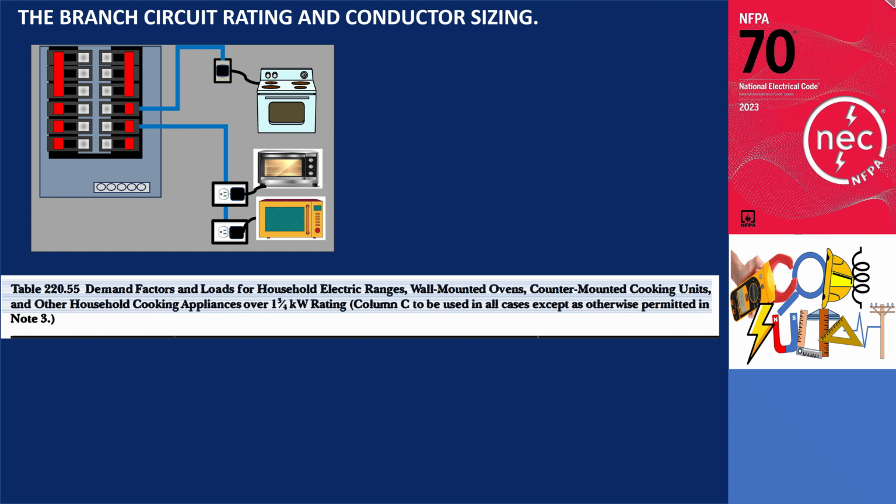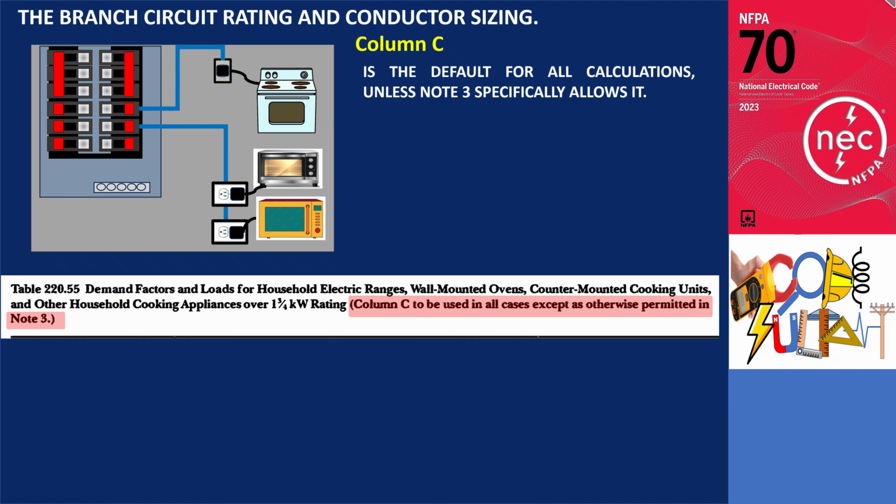Now let's simmer on that last line for a moment. Column C to be used in all cases except as otherwise permitted in Note 3. That's not just a little note in parentheses, it's a key detail. It tells us that column C is the default for all calculations, unless Note 3 specifically allows us to season the recipe differently. This single line is the turning point that determines whether we size directly from column C or apply an exception.